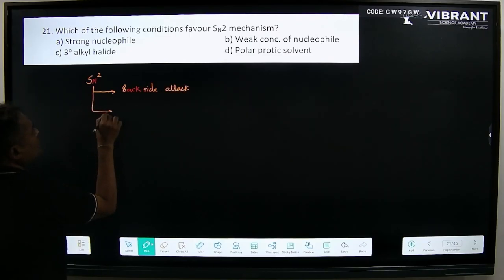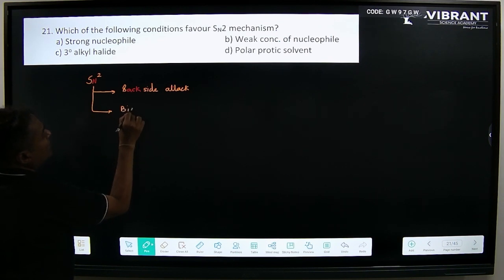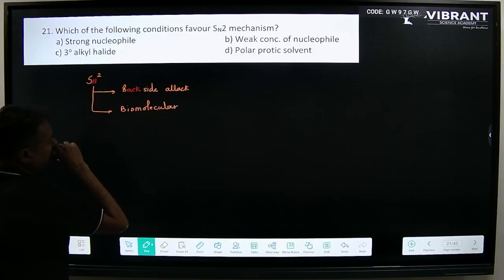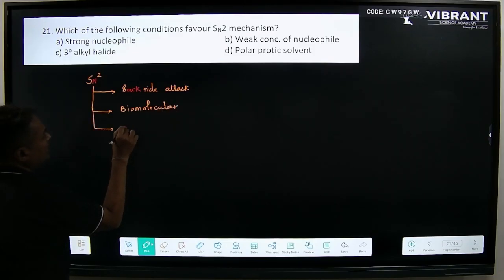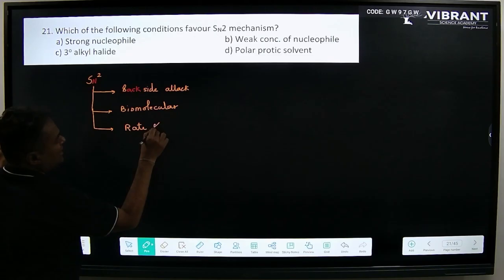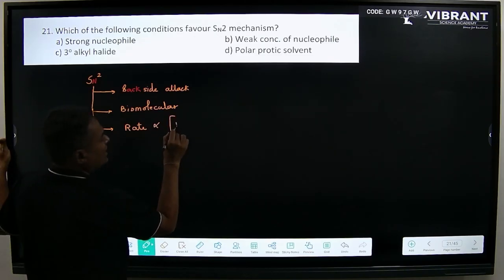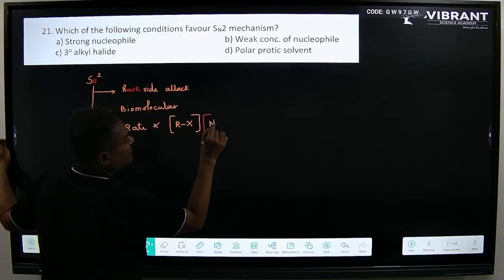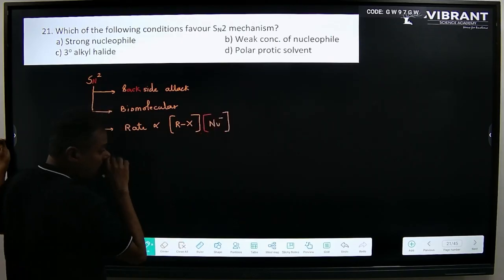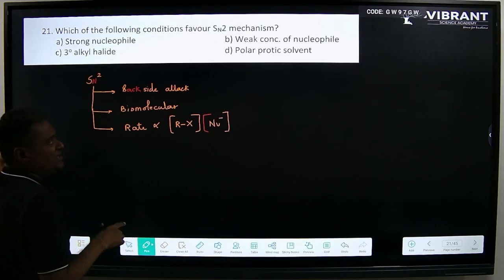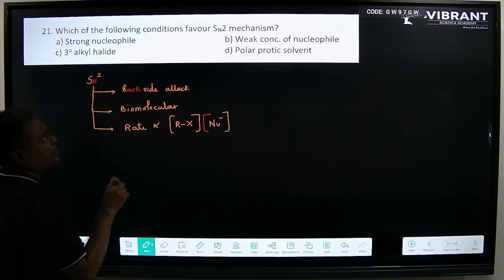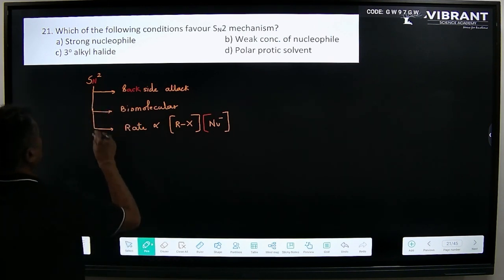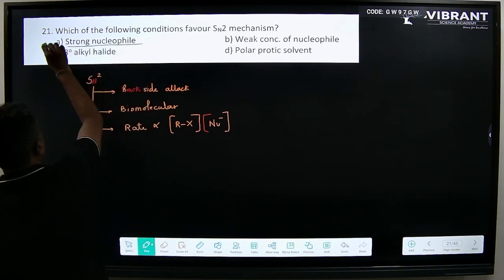Point number 2, since it's a bimolecular reaction, let's have one more discussion. The rate is directly proportional to the substrate, which is the alkyl halide, and even the nucleophile plays a very important role. In SN1, the nucleophile is not involved in the rate determining step, but in SN2 your nucleophile is involved. So, to carry out your SN2 reaction better, your nucleophile has to be strong. So, this is your correct point.